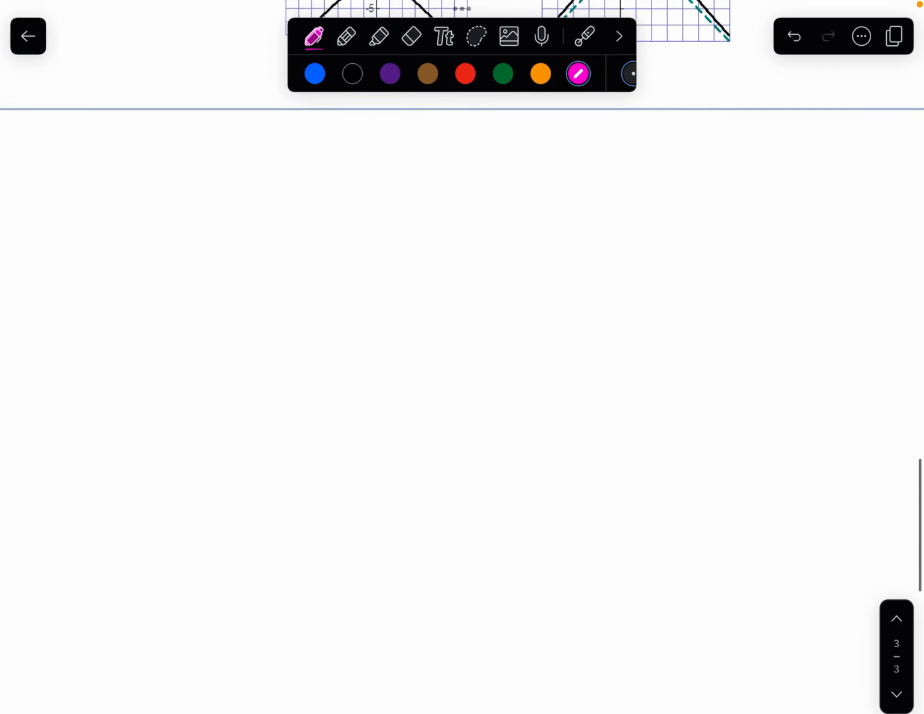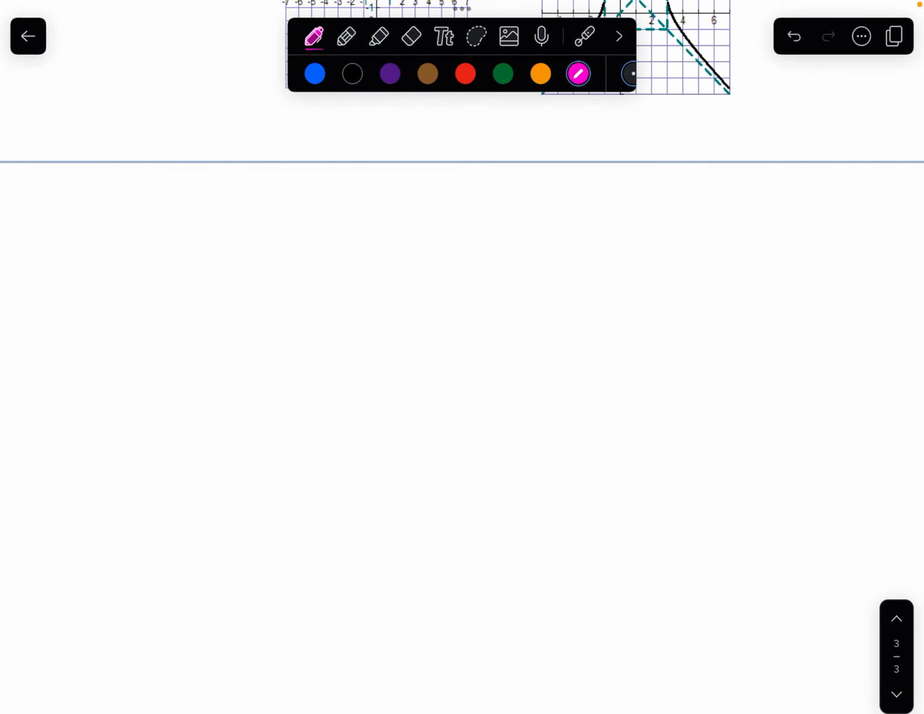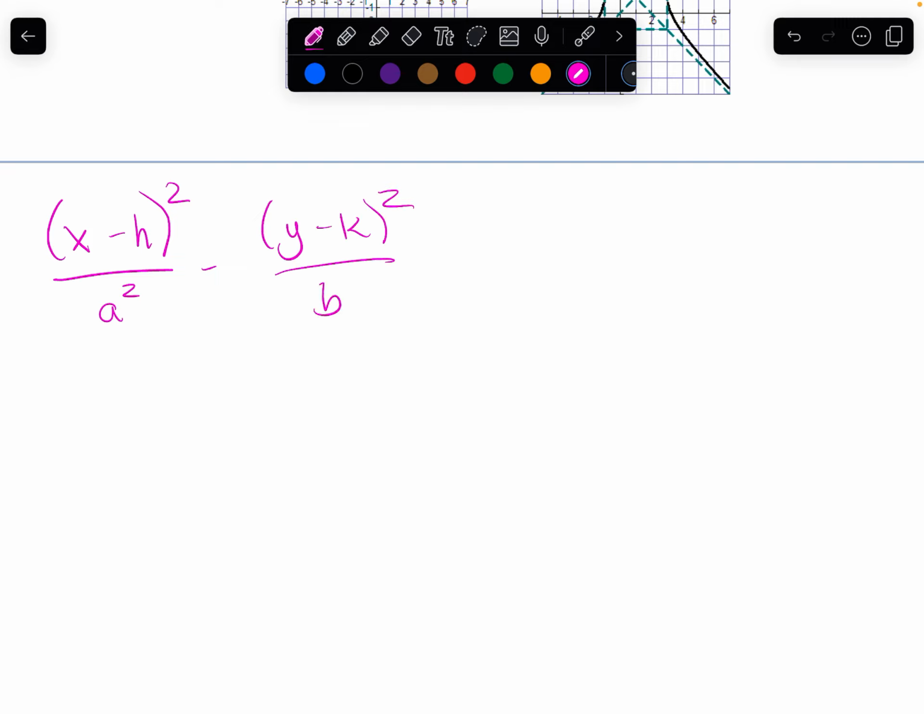Okay, I want to go over this first. So if it's (x minus h) squared over a squared minus (y minus k) squared over b squared. Okay. The first thing I want you to write down, I always want you to write down the center first. The center is always (h, k).